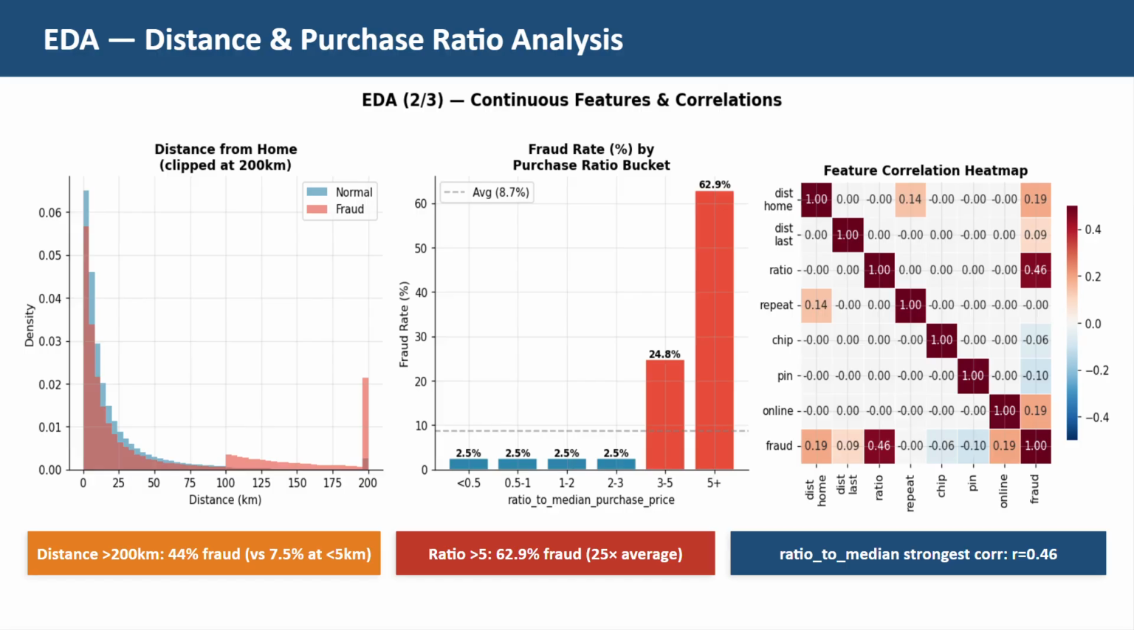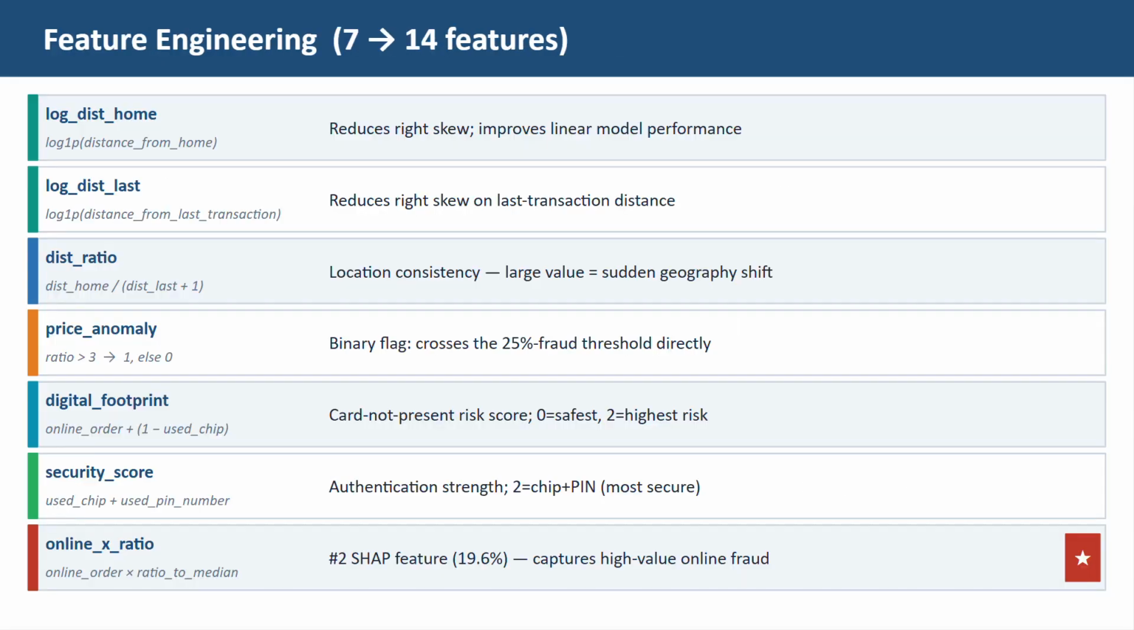As for the feature correlation heat map, we can notice there's a strong correlation between fraud and the purchase ratio, almost 0.46, which means purchase ratio can be a significant identifier. Also, whether it's an online transaction has a correlation of about 0.19 with fraud, which is also something to notice. In addition, the distance from home can also be a key identifier. So keep those in mind.